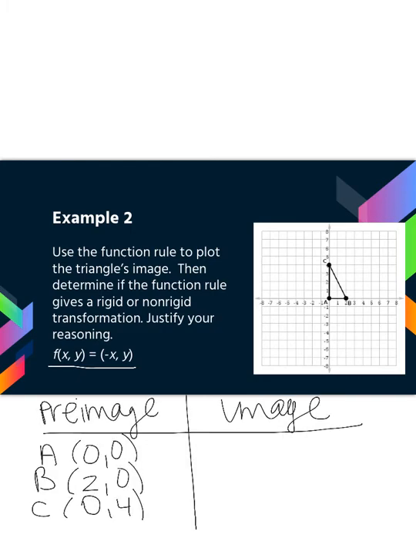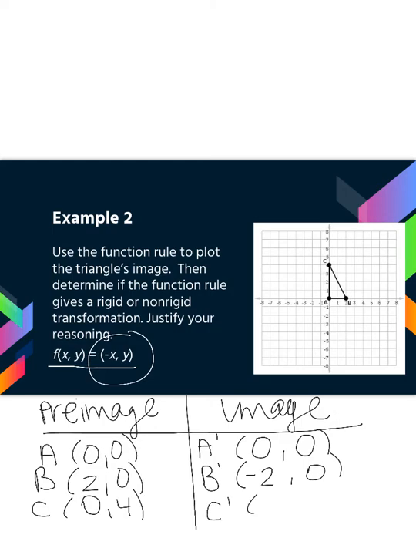Looking at the coordinate (0, 0) for A, I know that the coordinates for A prime are found by using the function rule right here that says (negative x, y), right? So we're going to take our x value and find the opposite of it, but the opposite of 0 is still 0. And then we're going to keep the same y value, so that's still 0. For B prime, we have 2 for B for the x value, so now we have to do the opposite of that. So our x value for B prime is negative 2, and we keep the same y value. For C prime, the opposite of 0, well, that's still 0. And then y, we're keeping it the same, so it's (0, 4).